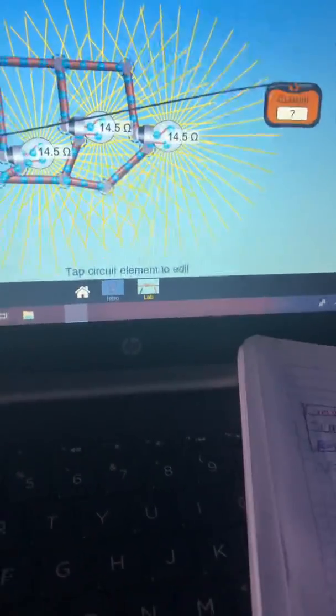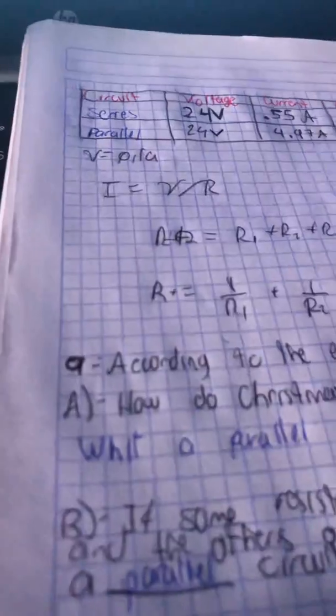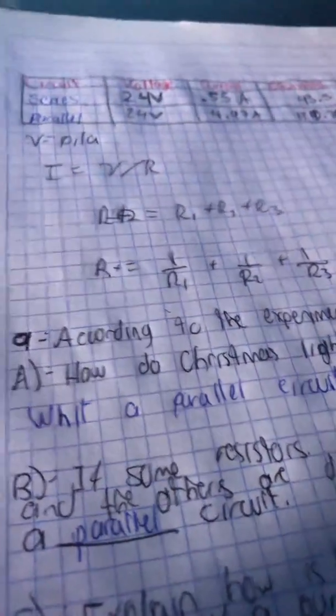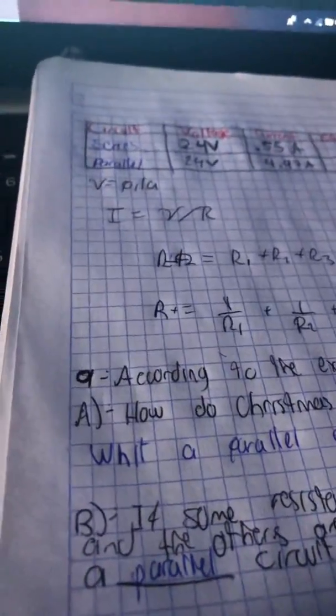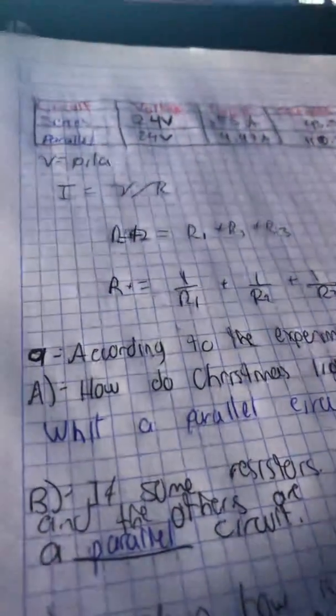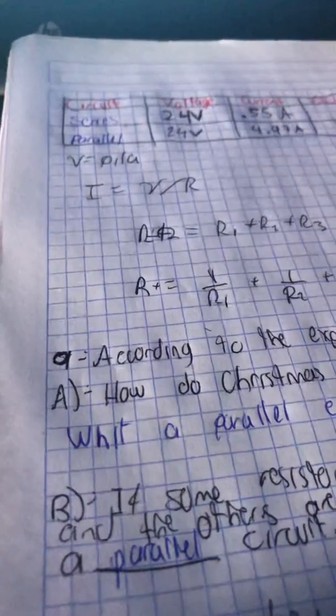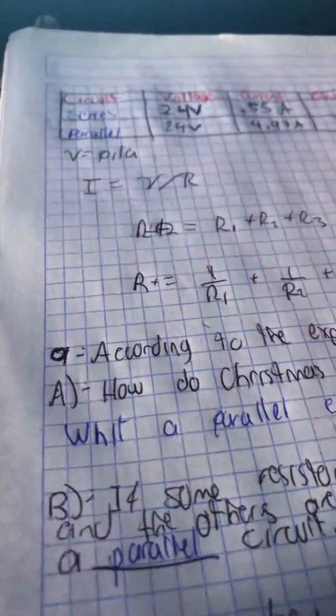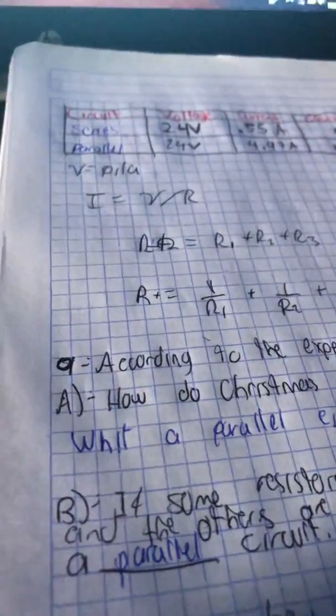So also we have a few questions for this practice. How do Christmas lights work? Well, above other things, I think it's a parallel circuit because they light on and off depending on the order, but they never all turn off. So that's why I think it's a parallel circuit.